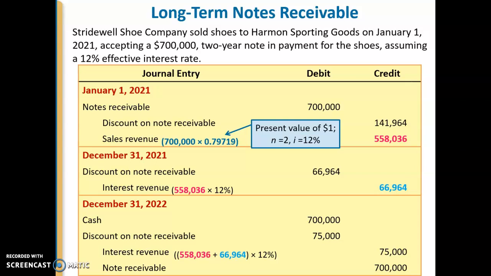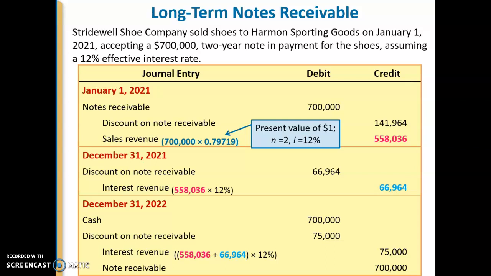Let's look at this example. Stridewell Shoe Company sold shoes to Harmon Sporting Goods on January 1st, 2021, accepting a $700,000 two-year note in payment for the shoes, assuming a 12% effective interest rate. It's useful to consider a couple of aspects.